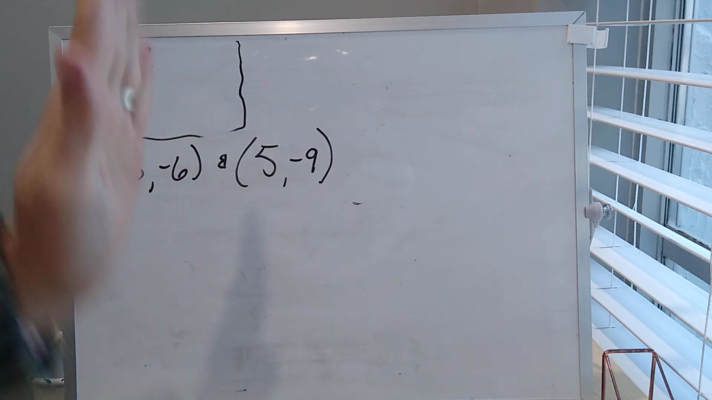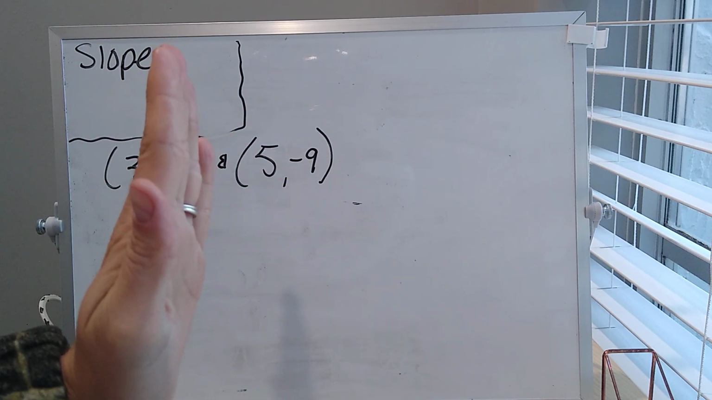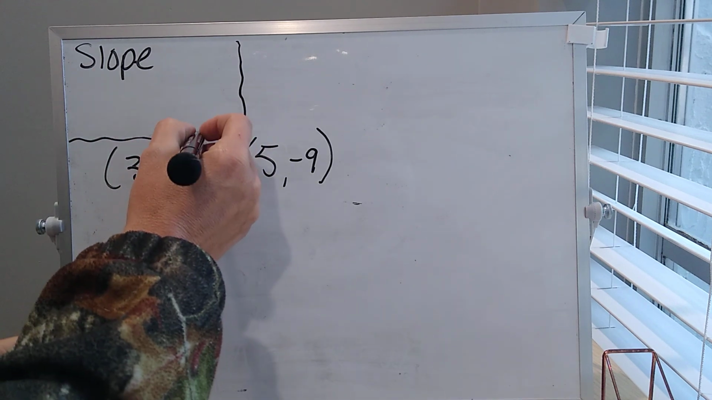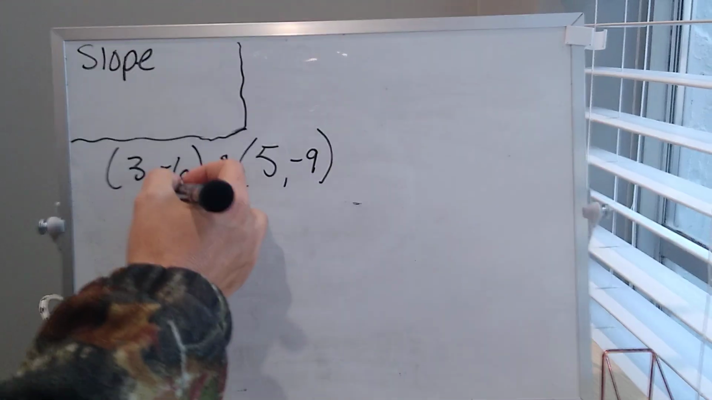Horizontal is a zero slope. Straight up and down, vertical, is undefined, which means in undefined you would have a zero in the denominator. Horizontal, you would have a zero in the numerator, okay? But we probably won't get that in this example.